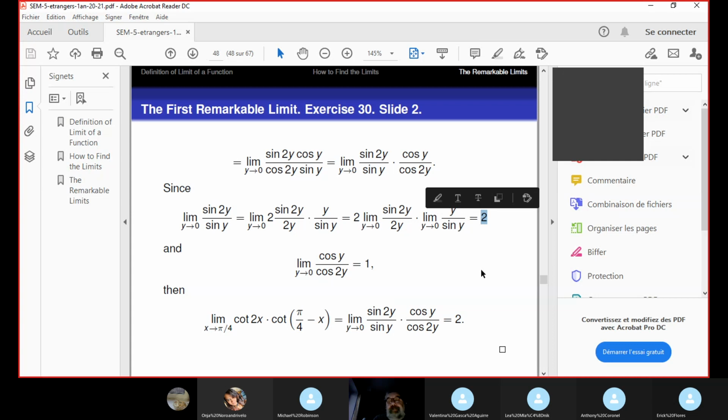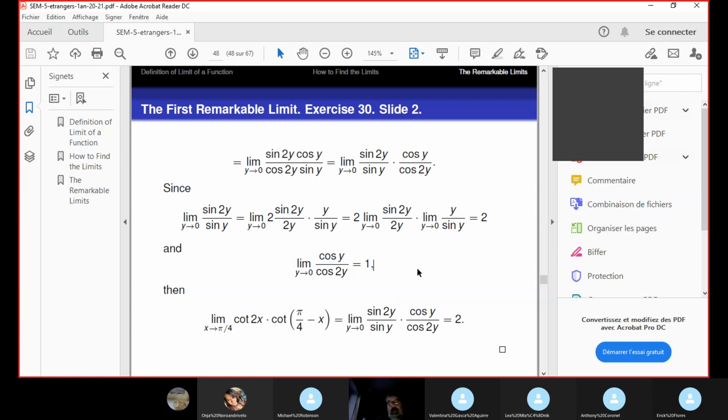Are you agree? Yes. Thank you. So from the other hand, we have also the limit of cosine y over cosine 2y. In this case, we have no problems because the limit of the numerator is 1, the limit of the denominator is 1. So the whole limit will be 1.